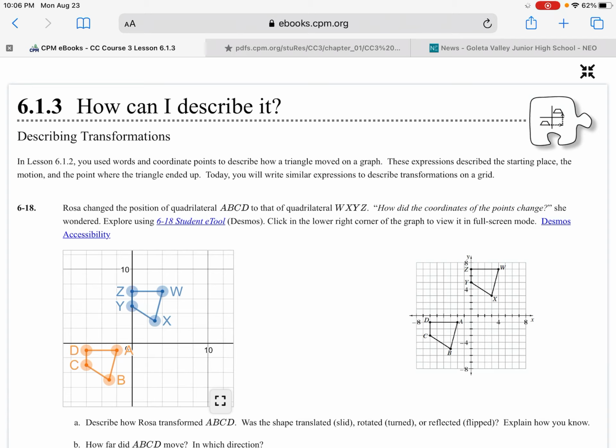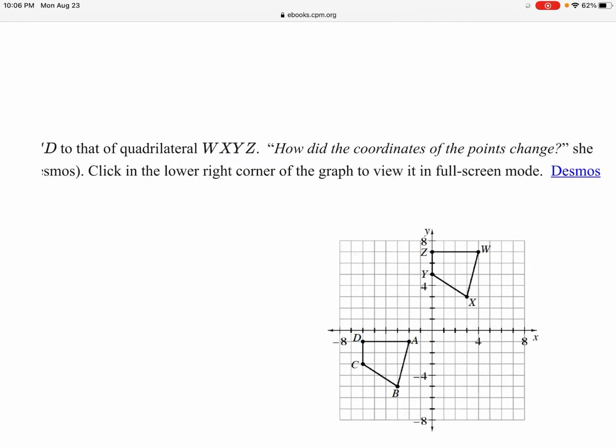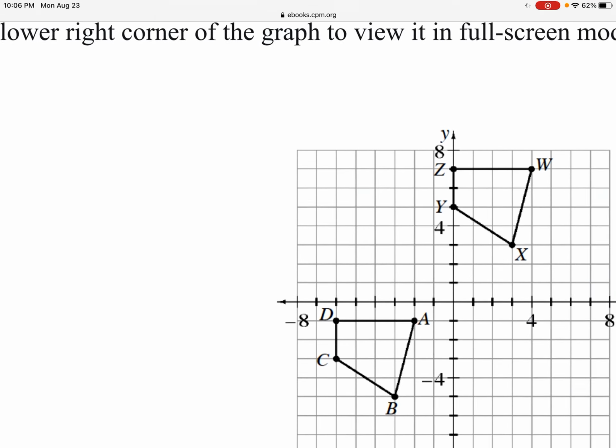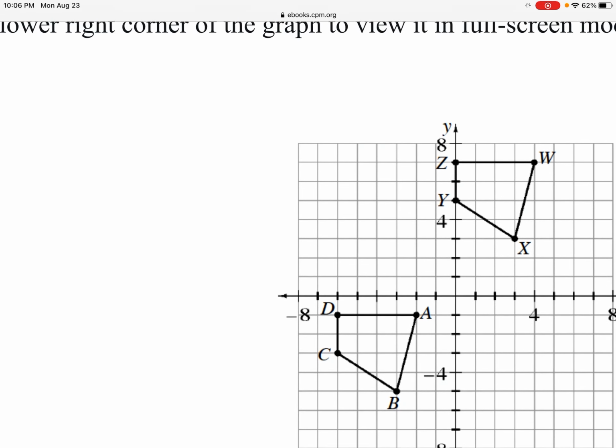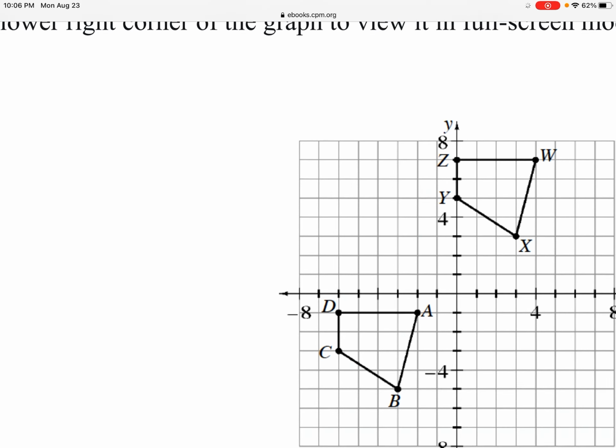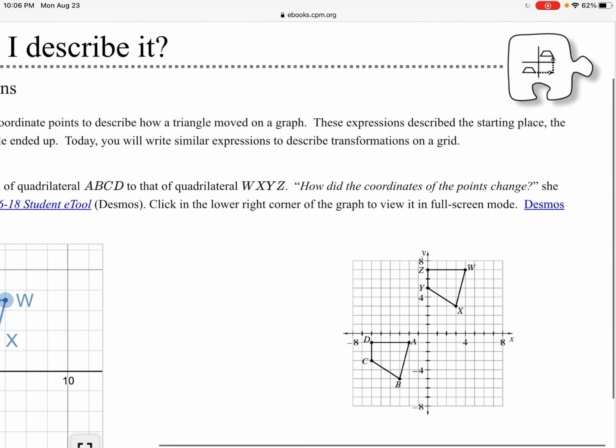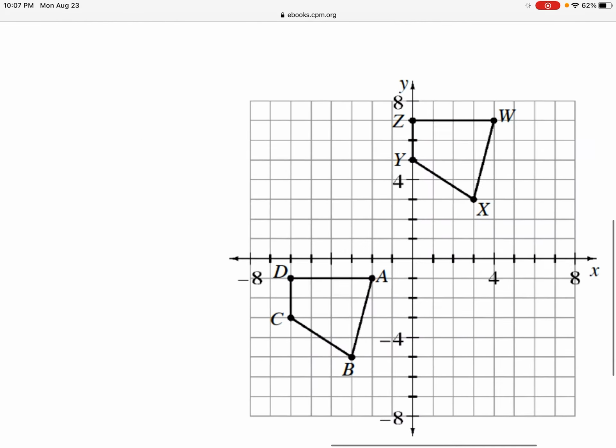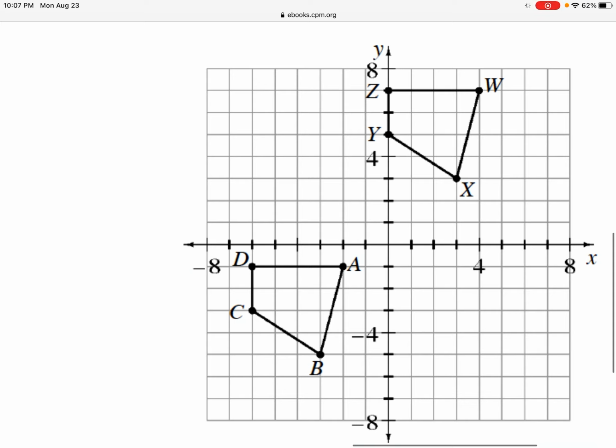Here's 6.1.3. How can I describe it? It says describing transformations. It's basically looking at something that has been transformed. In this case it goes from quadrilateral ABCD to quadrilateral WXYZ. And how did the coordinates of the point change? So you just have to describe the transformation. All you really need to do is figure out the corresponding vertices, like A goes with W, and then figure out how did it get there.